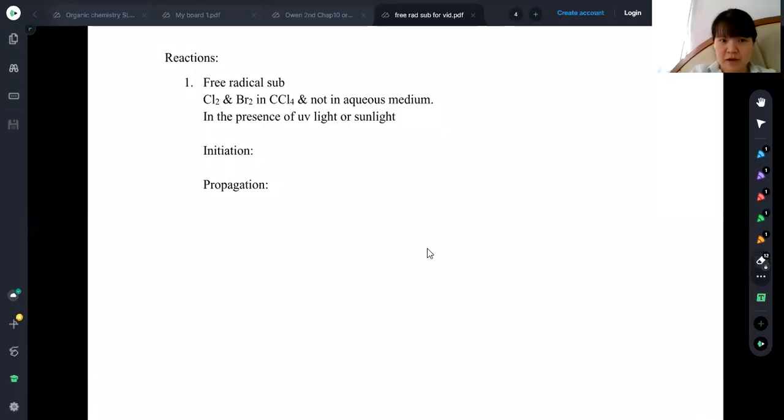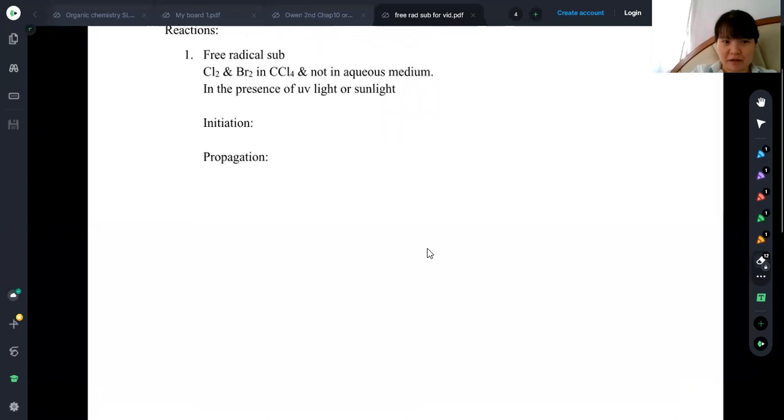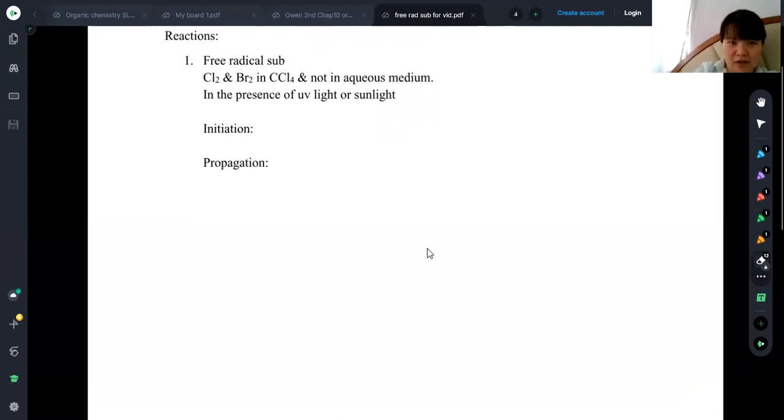This video is to revise free radical substitution for alkanes, precisely methane in this video, which will include initiation, propagation, and termination. Okay, initiation means I want to start the reaction. So to start this reaction, I'll need UV light or sunlight to initiate this. How to initiate this?